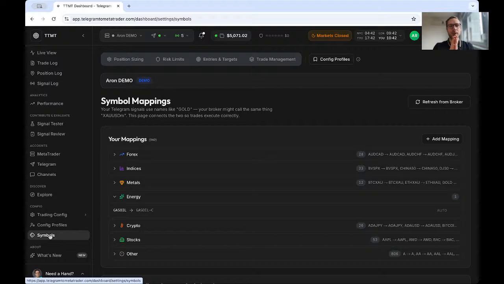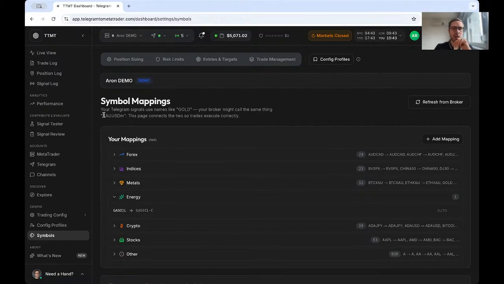Symbols, symbol mapping, very important part of the system. All different kinds of brokers, all different kinds of broker accounts, different symbols. Same asset is gold, right? But then you have these XAUSD-M or Pro or dot or all these suffixes after the asset name. The system needs to know that this is the asset to trade gold on your broker account.